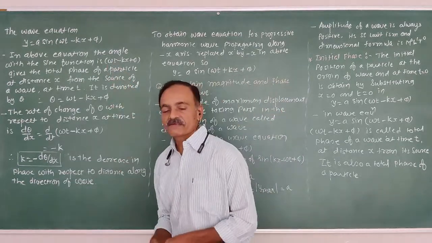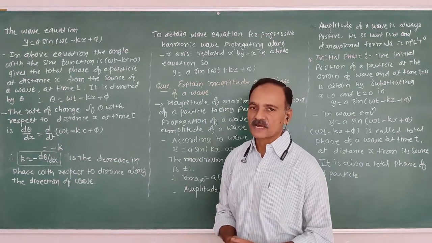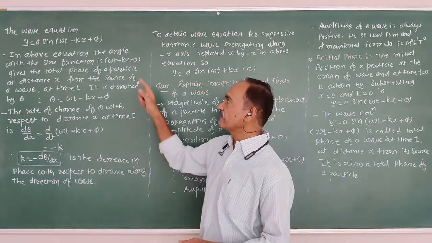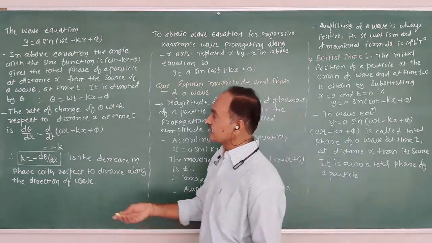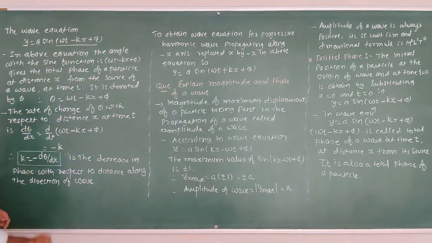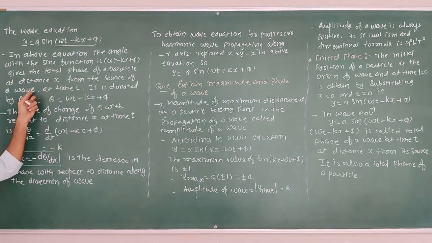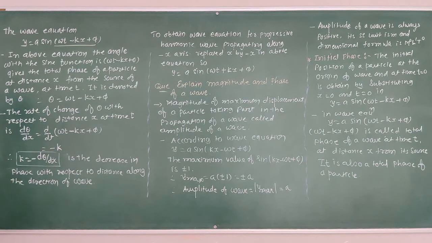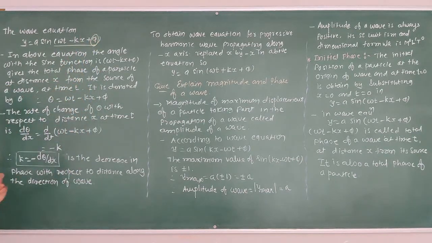Now, the wave equation y is equal to a sine omega t minus kx plus phi. In the above equation, the angle with the sine function is omega t minus kx plus phi, which gives the total phase of a particle at a distance x from the origin or the source of a wave and at time t. Now listen, already we discussed phi. Phi is the initial phase.